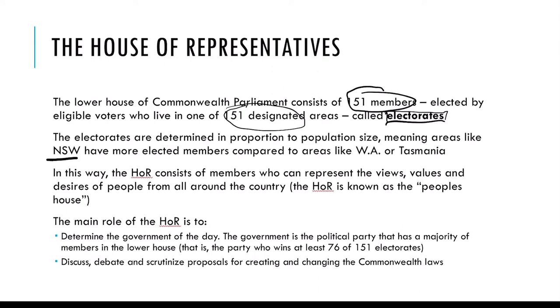So the main role of the House of Representatives is to determine the government of the day. The way they do this is the political party that has a majority of members in the lower house, so at least 76 of 151 candidates, electorates, is the government of the day. This is currently the Liberal National Coalition.